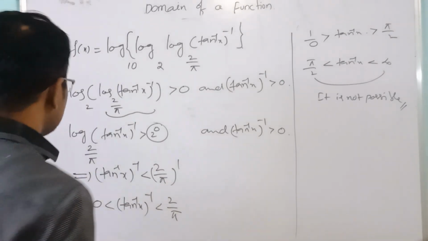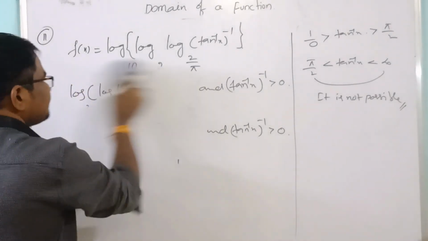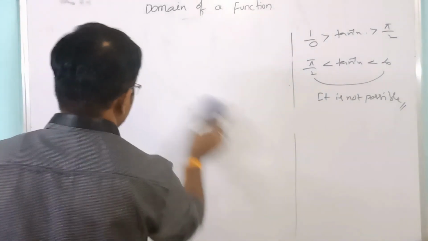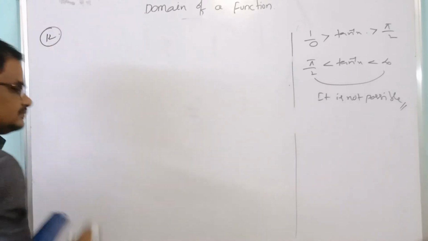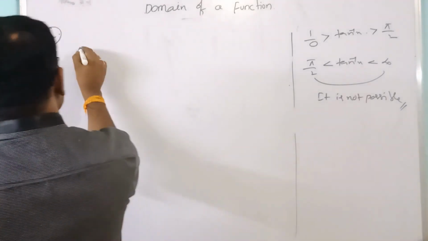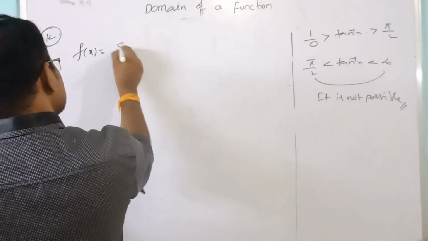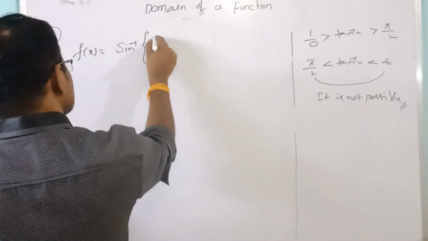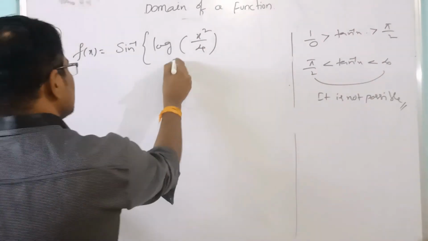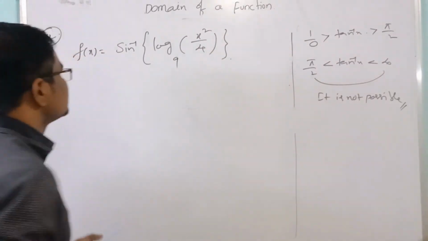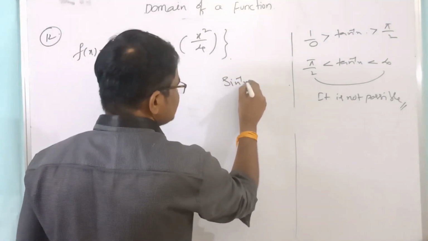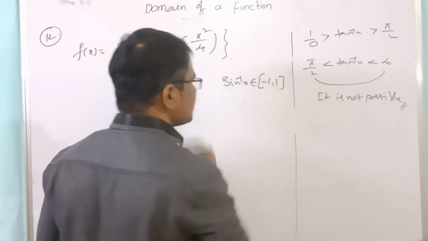So this is about the 11th problem. Next one, 12th problem. So take the 12th problem. F of x equal to sine inverse of log of x square by 4 to the base 9. So this is also one of the important problems. We know that sine inverse x belongs to what? Closed interval minus 1 comma plus 1.